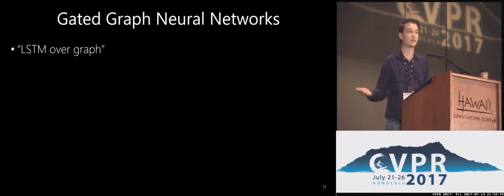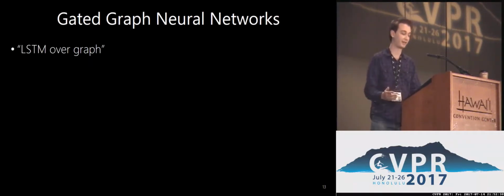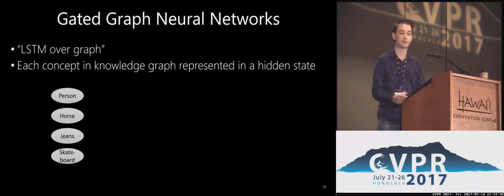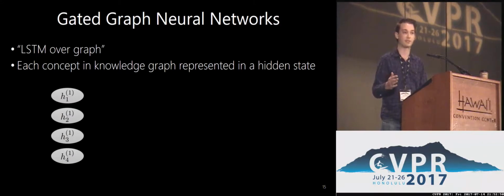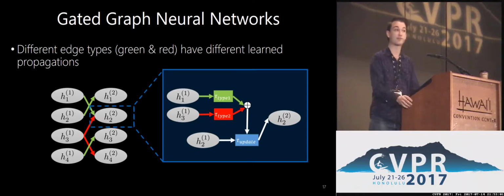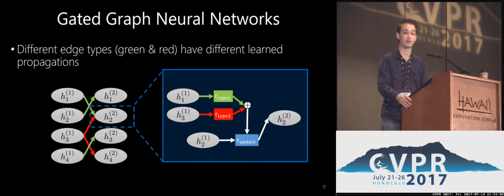So we build upon gated graph neural networks. You can think about this as an LSTM over a graph. Every node in the graph represents a visual concept like person or horse. And we represent each of these with a hidden state in our model. At each step, we propagate the information in these hidden states based on the connections in the graph. And we propagate this information differently depending on the type of edge.